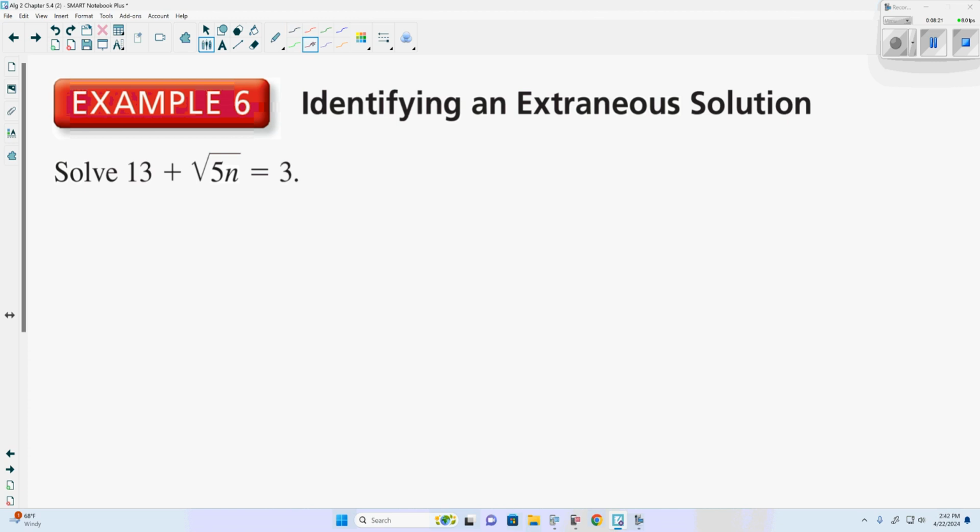All right. Is there one radical? Yes. If so, get it by itself. Is it by itself? No. So what do we need to do first? Minus 13. 13 minus 13 is 0, telling us the square root of 5n is equal to negative 10.